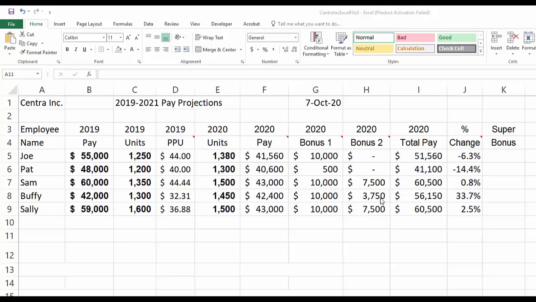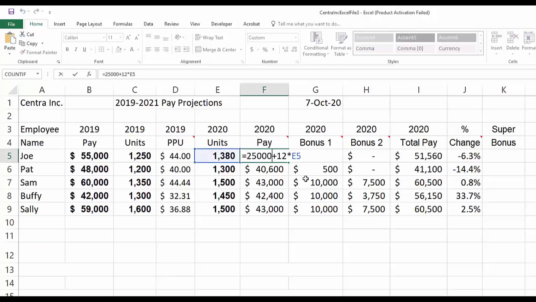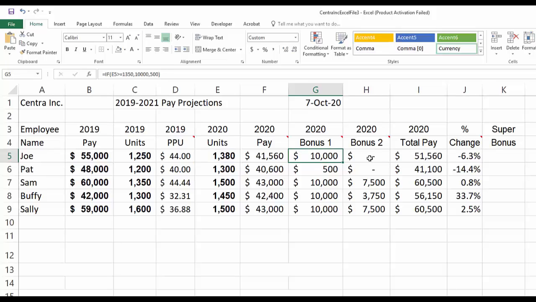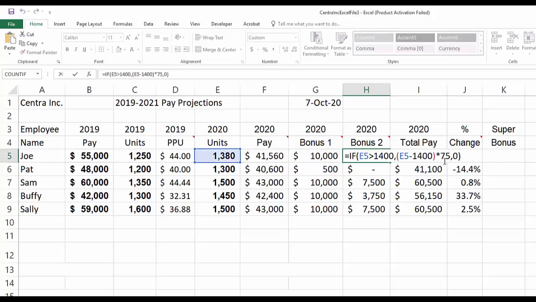So they started off with the pay, with the base and a piece rate. They added a bonus one that was based simply on a minimum benchmark of 1,350 units that we determined. And this is the first introduction to an if statement where we just put a flat amount like $10,000 if you meet the condition. We then gave a bonus 2, which was a calculation. So we raised the benchmark by 50 units to 1,400 units, and you get $75 for every unit above that benchmark of 1,400.